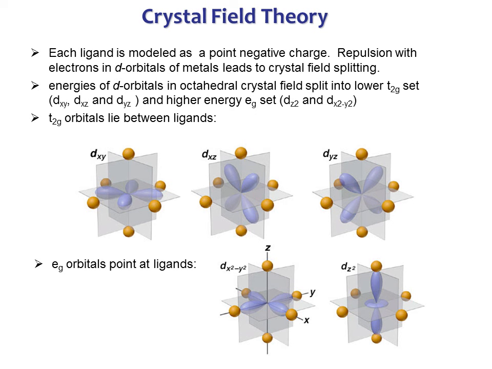For 3 of the orbitals, the dxy, dxz and dyz, the lobes of the orbitals are pointing between the x, y and z axes. By comparison, the dx squared minus y squared and dz squared orbitals are pointing directly at the ligands. This means that the doubly degenerate set of Eg orbitals, comprised of the dx squared minus y squared and dz squared orbitals, are relatively destabilized, so they're raised in energy, while the triply degenerate T2g set of orbitals, comprised of the dxy, the dxz and the dyz orbitals, are relatively stabilized, so relatively lowered in energy.